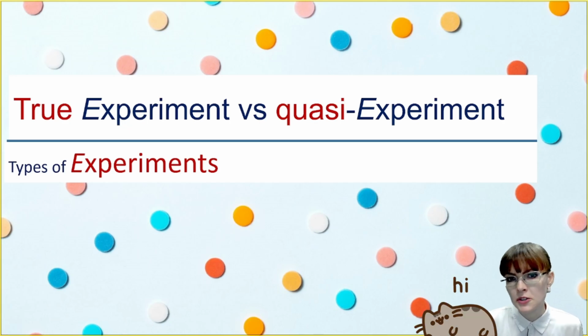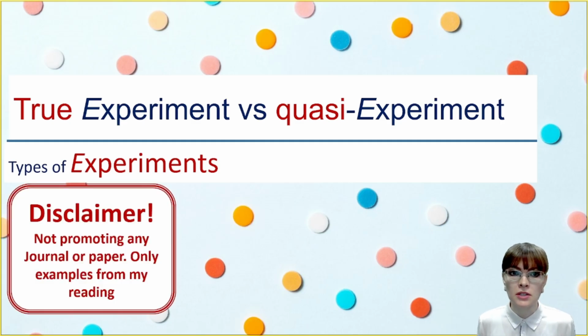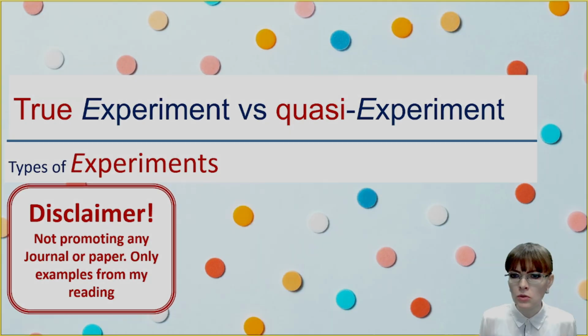Let's have a look at the first classification of experiments into true versus quasi. I will be using examples from academic papers that come from my readership. I'm not promoting this journal or that paper. I just think that it is a useful example to give you more context to understand what a true experiment can look like and what a quasi experiment may look like.